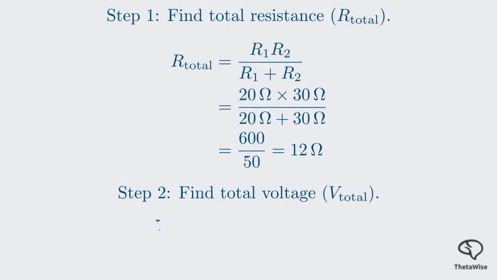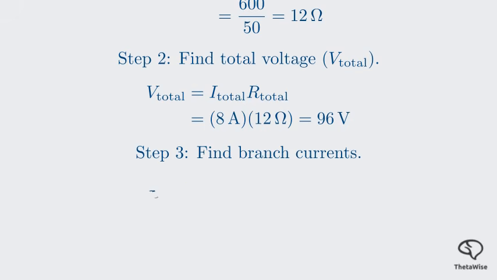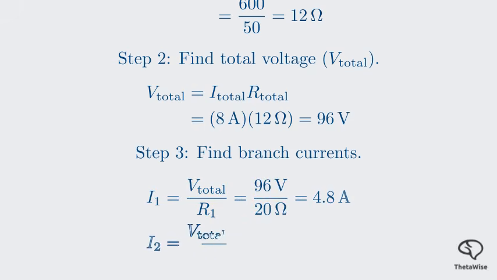Next, we find the total voltage, which is the voltage across each parallel resistor. Using Ohm's law, V total equals I total times R total, giving us 96 volts. Finally, we can find the branch currents. I1 is V total divided by R1, which is 4.8 amps. I2 is V total divided by R2, which is 3.2 amps.